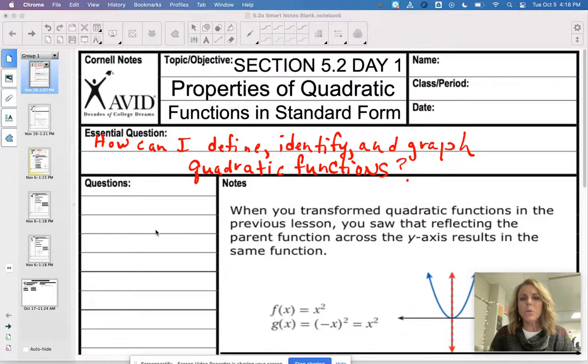Section 5.2, Day 1, Properties of Quadratic Functions in Standard Form. Please write down the essential question. How can I define, identify, and graph quadratic functions?